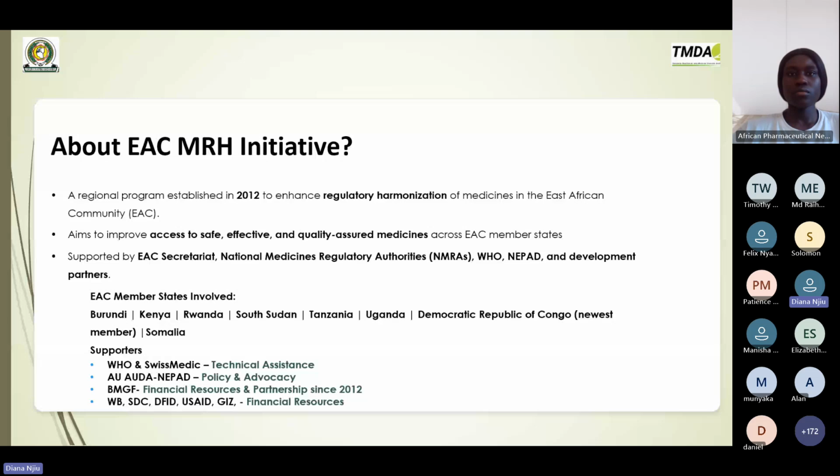Some of these partners were Swissmedic, NEPAD, the Bill and Melinda Gates Foundation, the World Bank, USAID, and GIZ. They have been participating in parallel to facilitate this program to come into success.